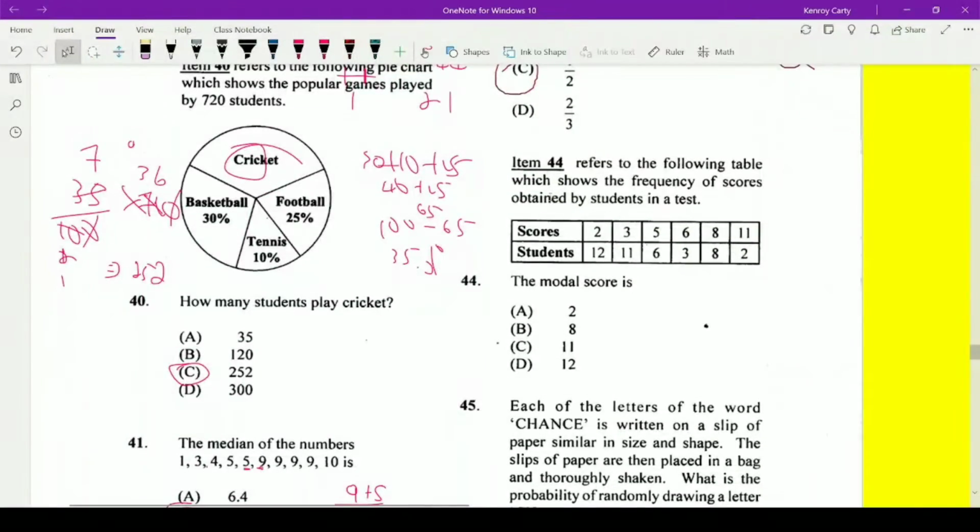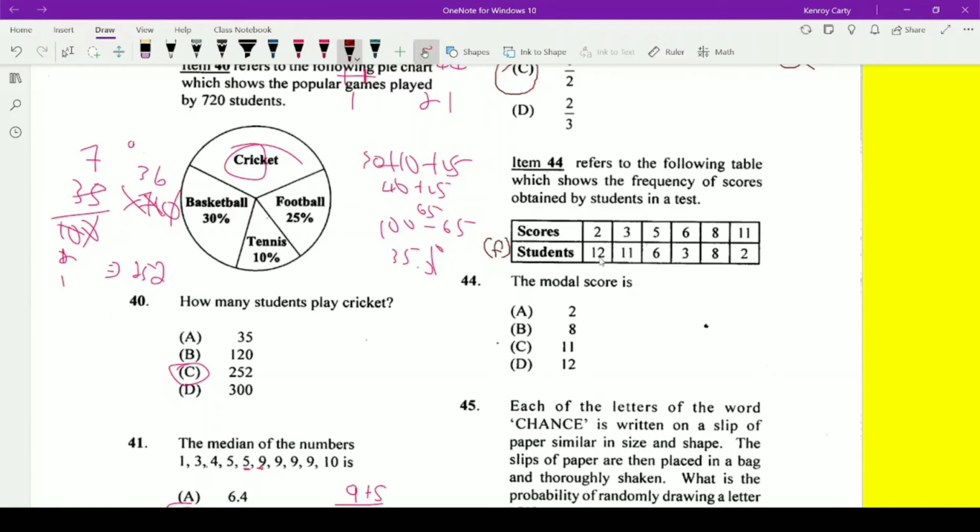Alright, item 44 refers to the following table, which shows the frequency of scores obtained by students in a test. The modal score. The mode is the number that appears the most. How do I know that the mode appears the most? I have to look at the frequency. Now, where do I find the frequency? The frequency is the same as the number of students. Why? Because it tells you how many students got the same grade.